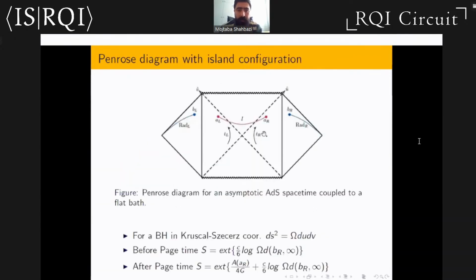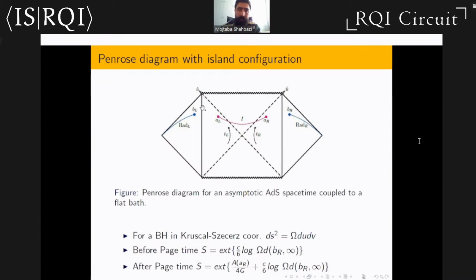If we have two-sided AdS black holes, because we are working in holography, in AdS spacetime, the black holes reach equilibrium and they cannot evaporate out. So we should attach some thermal bath to the boundary, and then the black hole evaporates, and Hawking radiation goes through the thermal bath.